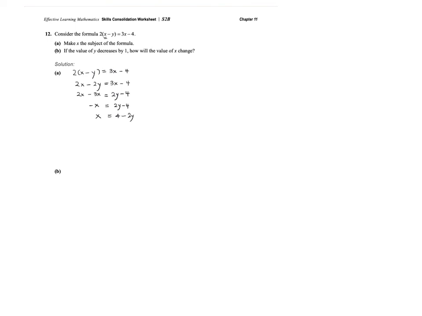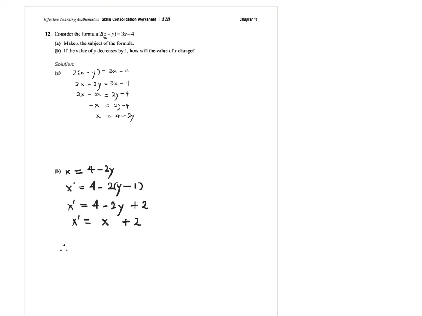Okay, for b, okay, you can see that actually x equals to 4 minus 2y. For the new x, okay, actually that will be 4 minus 2 times (y minus 1). Okay, so you have 4 minus 2y plus 2. Okay, that means it is equals to 4 minus 2y, this is x plus 2. Therefore, the value of x increase by 2.